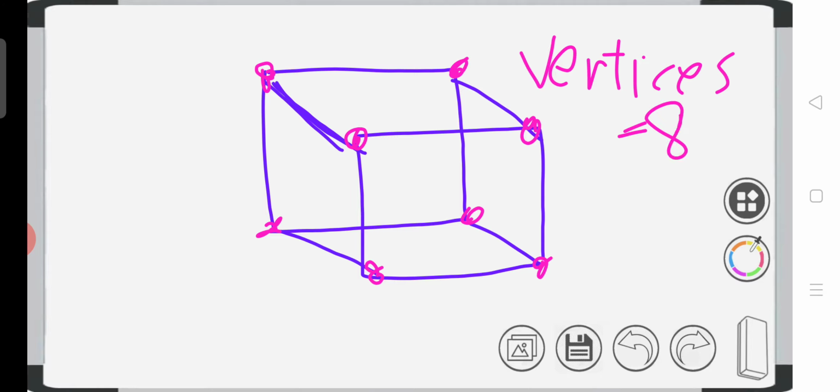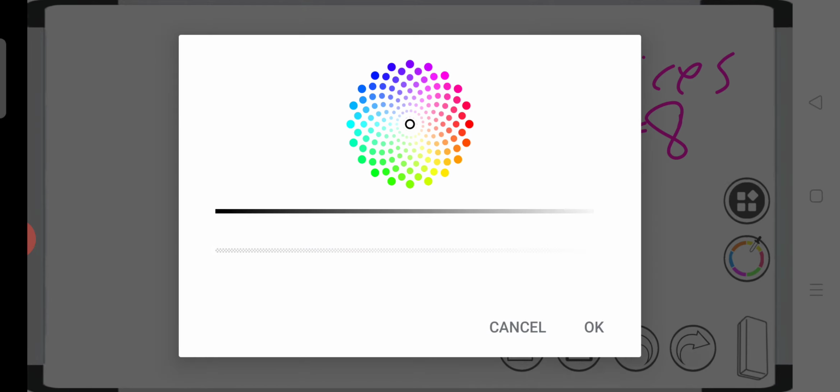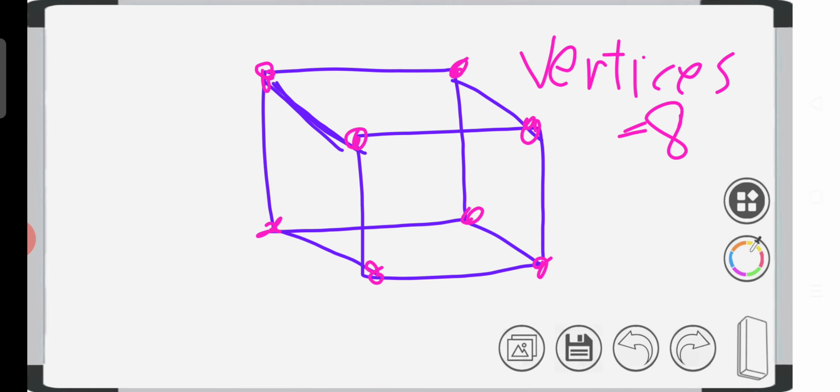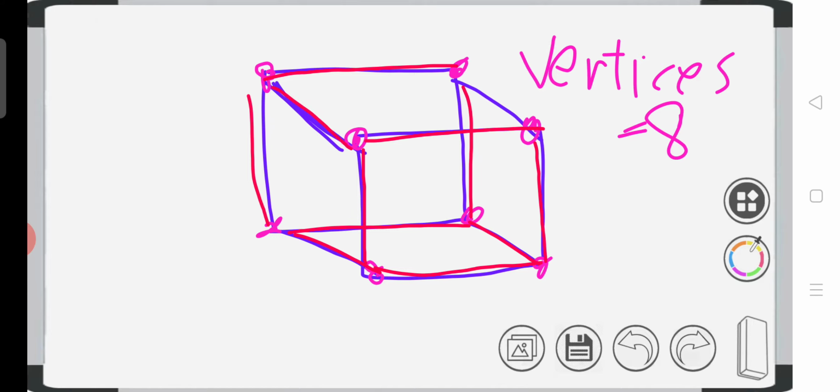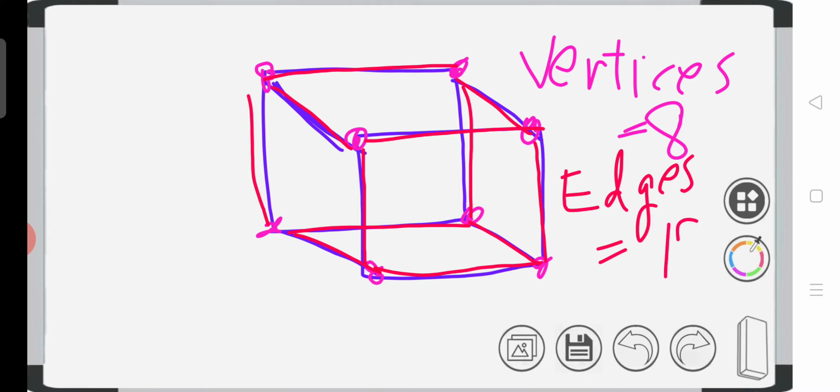Similarly, how many line segments are together forming this figure? Count: 1, 2, 3, 4, 5, 6, 7, 8, 9, 10, 11, 12. So 12 line segments are here. So edges of this cuboid is 12.